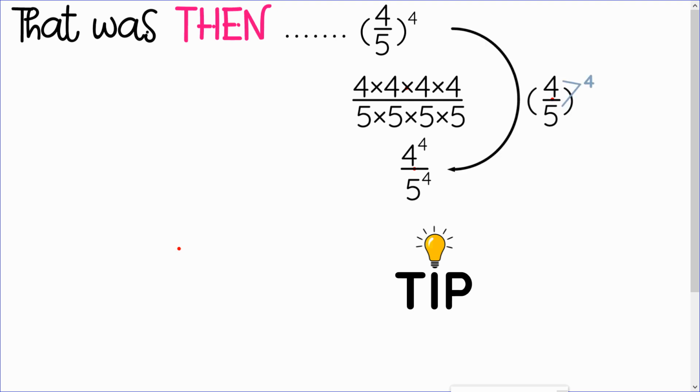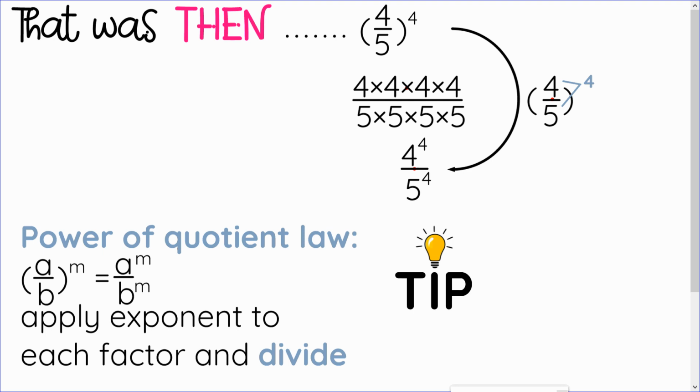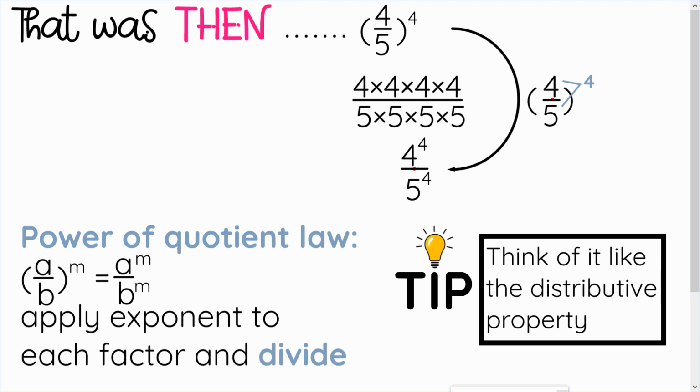So how do we go from start to finish without expanding? Well, again, I just apply the exponent to the numerator and the denominator. This is called the power of quotient law. So a over b to the exponent of m is just a to the m divided by b to the m. So I apply the exponent to each factor and divide. My tip again is just to think of this like the distributive property.